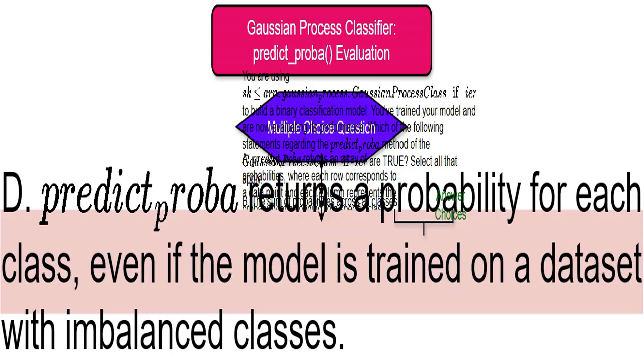This statement is true. Even if your training data has a significantly uneven number of data points for each class, imbalanced classes, predict_proba will still return a probability for each class. The output will still reflect the model's uncertainty for each class.